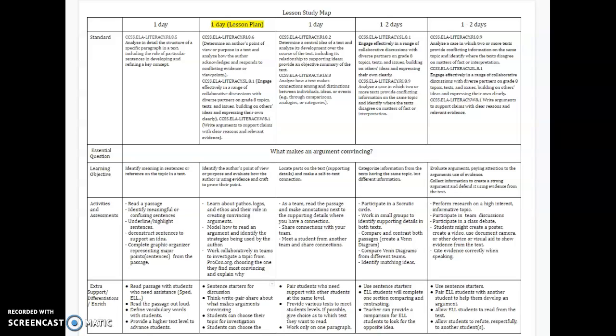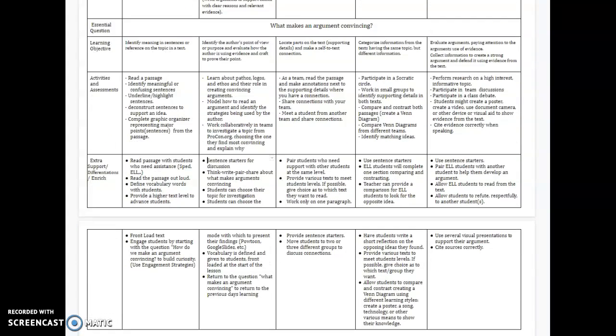As you can see, we have developed this plan around an essential question: what makes an argument convincing? This ensures that students think beyond the facts to develop critical, creative, and conceptual thinking abilities. We have learning objectives, activities, and assessments for every lesson or day.